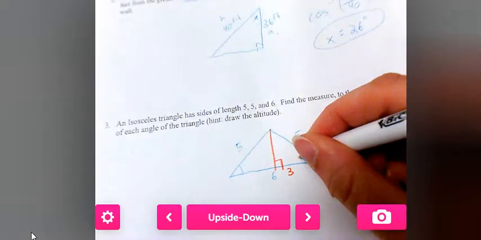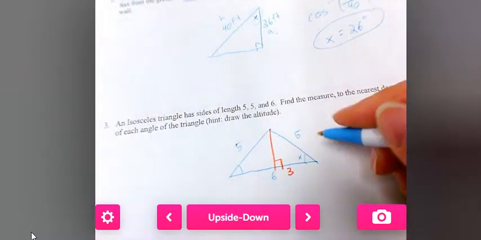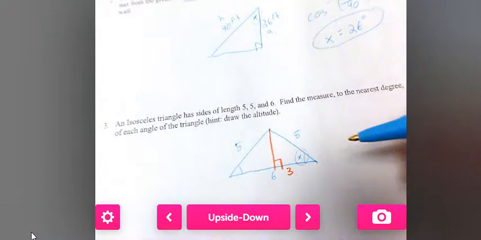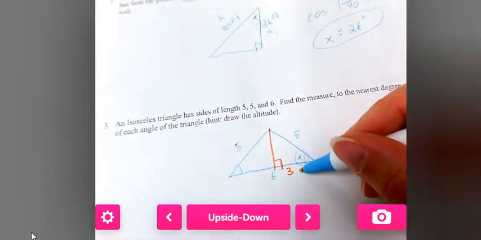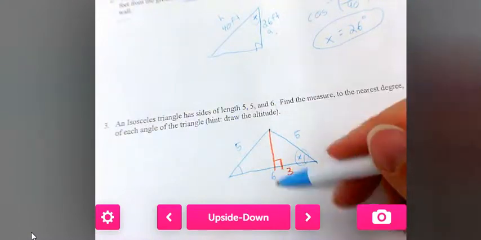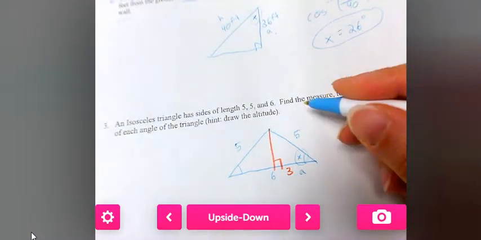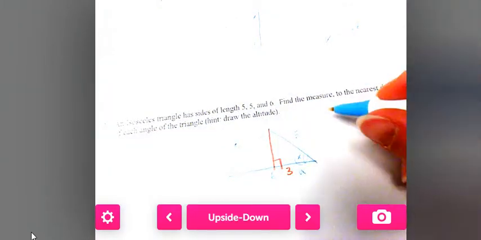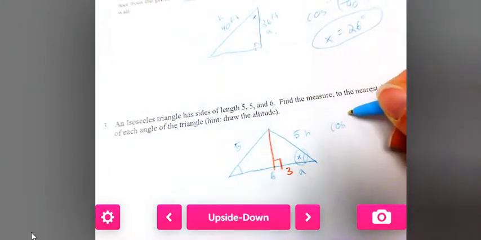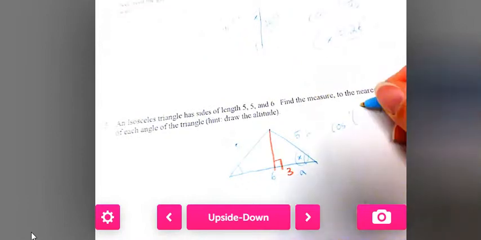First, I'm going to find this angle down here. So if I'm looking at this angle down here, is 3 my opposite, adjacent, or hypotenuse? I split 6 in half when I cut it. Adjacent, good. And 5 is my hypotenuse. Okay, so I'm going to use inverse cosine, adjacent 3 over hypotenuse 5. So I'm going to hit the inverse cosine button.